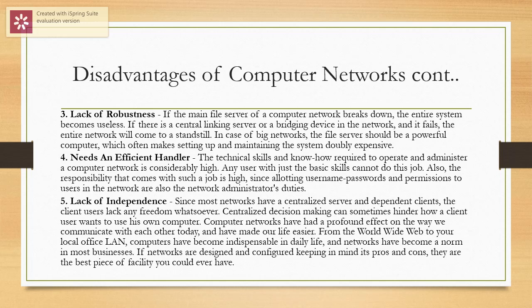Third, we have lack of robustness. If the main file server of a computer network breaks down, the entire system becomes useless. If there is a central linking server or a bridging device in the network and it fails, the entire network will come to a standstill. In case of big networks, the file server should be a powerful computer, which often makes setting up and maintaining the system doubly expensive.